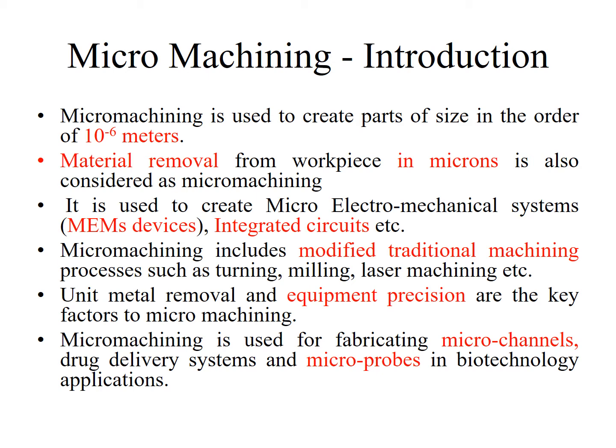Micromachining includes traditional machining also, which are modified with their tools and holders and tool dimensions and control precision and feedback loops, such as turning, milling, and laser machining. So they can be used for micro machining with some modifications. Unit metal removal and equipment precision are basically key to micro machining because we are machining in very small dimensions. Micromachining is also used for fabrication of microchannels, drug delivery systems, and microprobes in biotechnology applications.